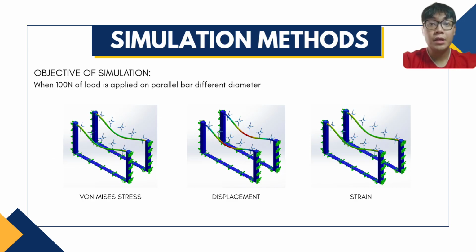In this simulation, we apply a 100 Newton force vertically on the cylindrical bar to represent a realistic loading condition, such as a person gripping or leaning on it. The objective was to observe three key mechanical responses: stress, displacement, and equivalent strain. By analyzing these results, we can evaluate whether the bar design is structurally safe and stable under typical usage conditions.